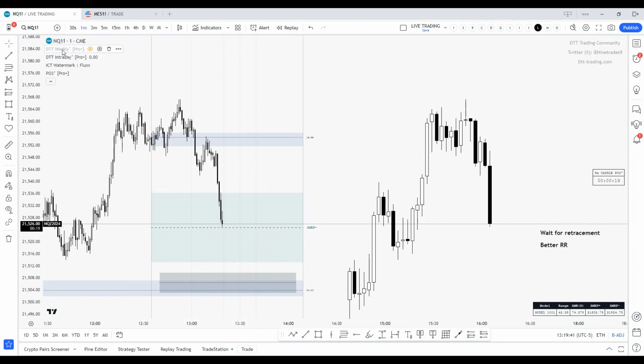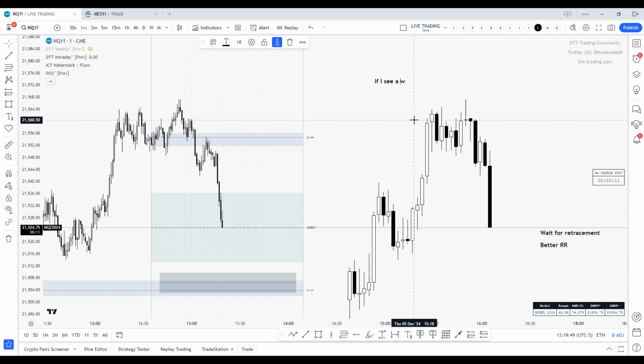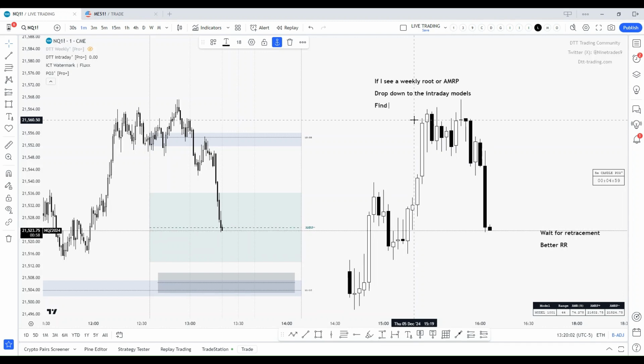So there's different fractal models because this is the 1 minute. We have the weekly on the 5 and the 15. This is the part where you take notes right here. If I see a weekly root or AMRP, drop down to the intraday models, find a sharper entry.